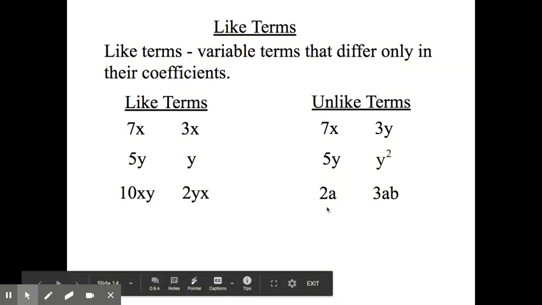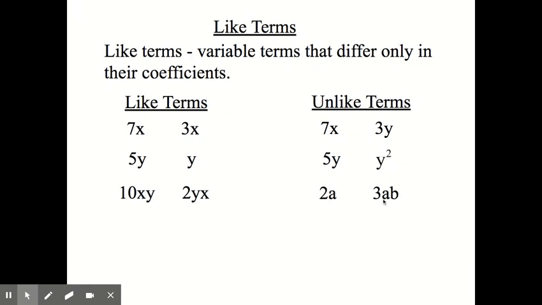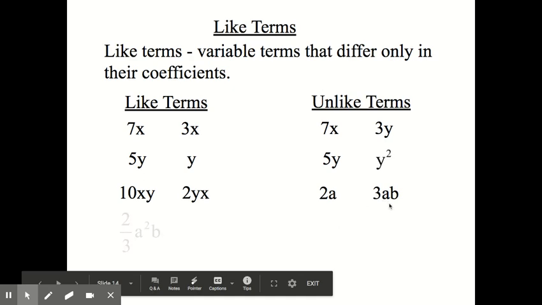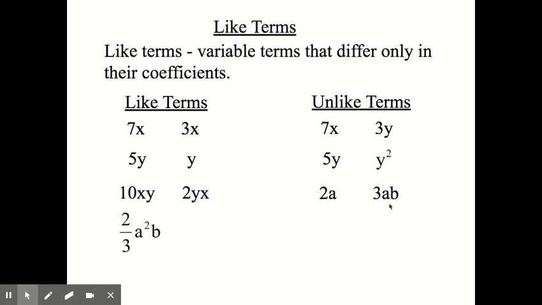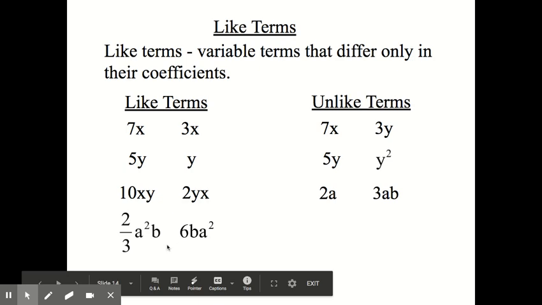These are unlike terms, 2a and 3ab. This has an a, this has an a, but it also has a b, and since this is lacking the b, they are unlike. 2/3 a squared b is like terms with 6b a squared. Again, the order doesn't matter. The a has a square on both of them. There's a b without any exponent, and the 2/3 and the 6 match up as numbers, like terms.